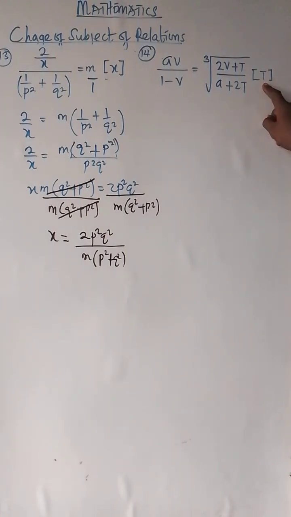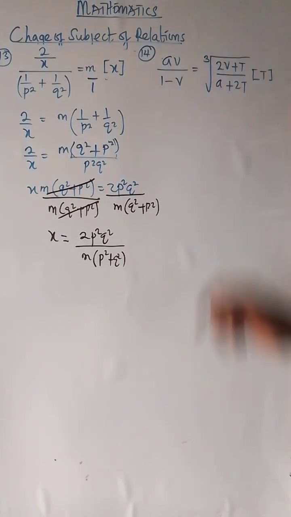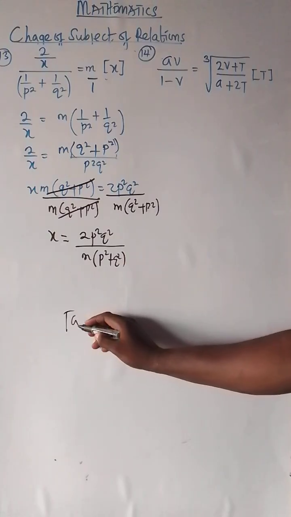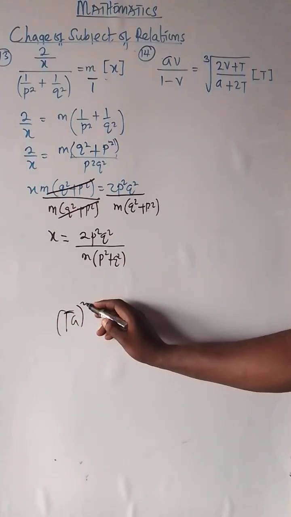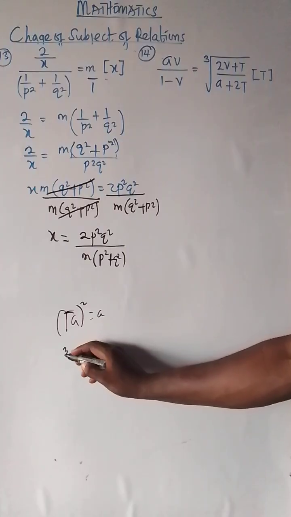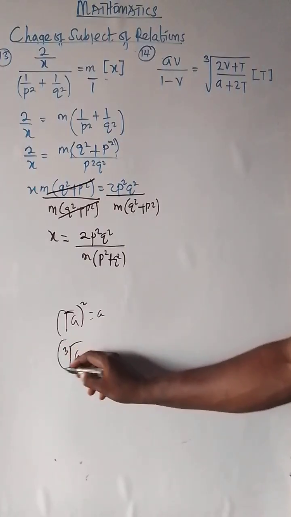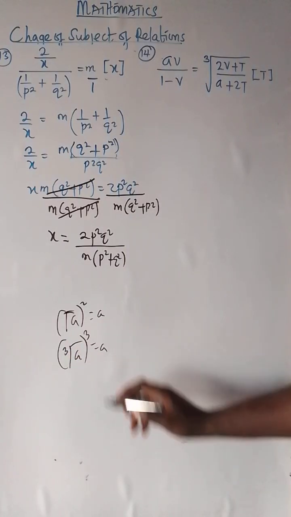First, we want to make t the subject. No t here at all, so we don't have much issue here. Now this t here. To get this t, we have to take this away. What is this? This is cube root. Now, if I have square roots of a, to remove the square root, I'll square so that we have a. If I have cube roots of a, to get a, I'll cube both sides to have a.